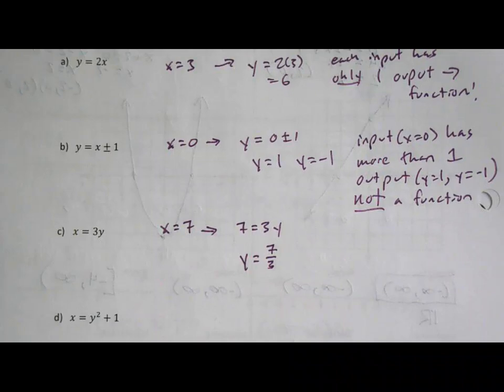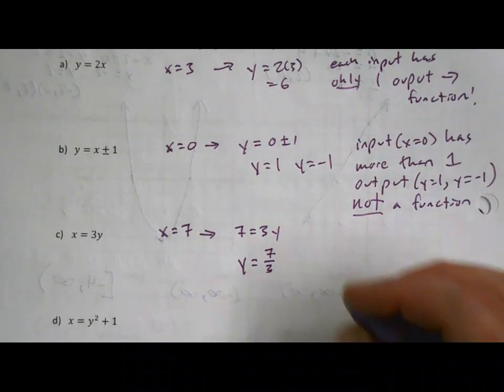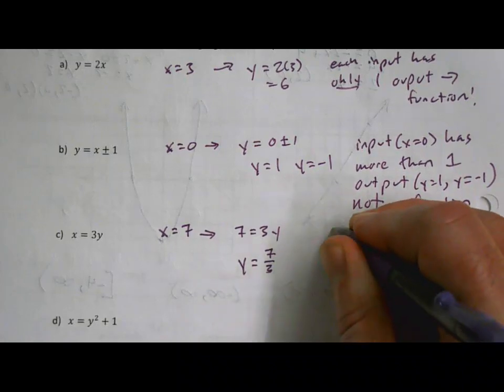Is y ever going to be anything other than 7/3 with an input of 7? Can you think of any weird numbers that we could put in for x, where sometimes we're going to solve and get one answer, and sometimes we're going to solve and get another answer? Nope, I can't either. I can think of some values for, nope, actually I can't. Never mind. Take that back. So I would say it's a function. It's a function, yep. So I'm not going to copy this down again, but it's the same reason. So it's a function.